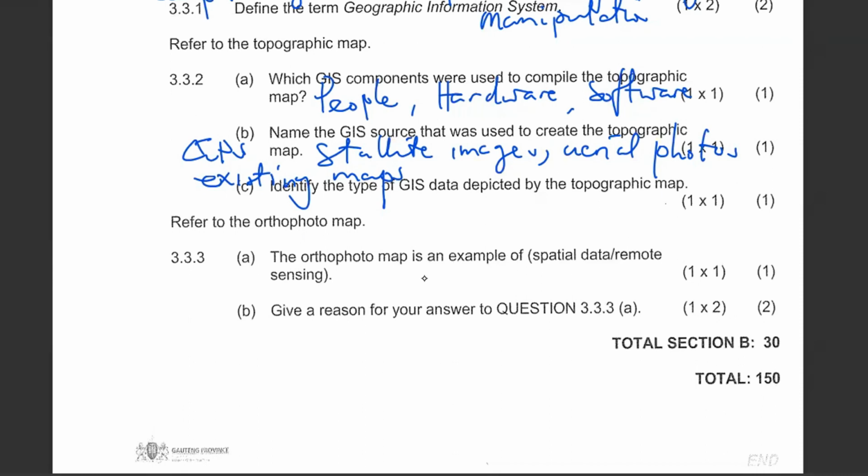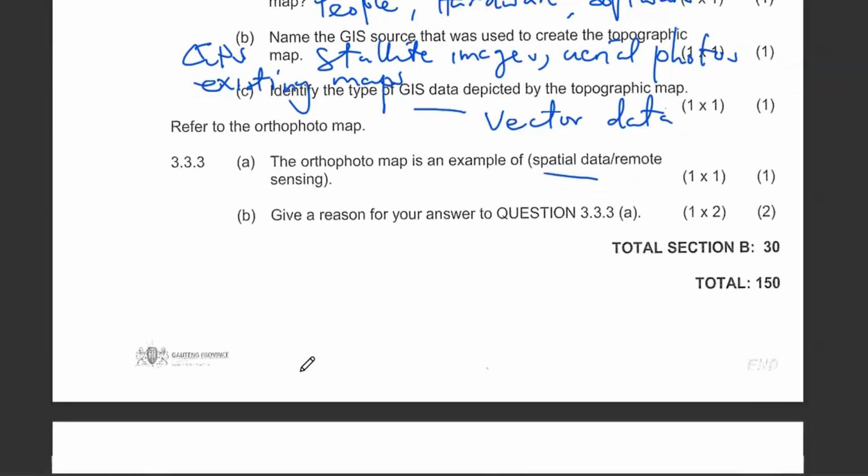Identify the types of GIS data depicted in the topographic map. The type of GIS data in the topographic map. The GIS data there is vector data. The topographic map is an example. The orthophoto map is an example of, right, this question is tricky because both the aspects are applicable to the orthophoto map. It is a spatial data and also it's a part of remote sensing. Topographic orthophoto map, the information is gathered through remote sensing, or we can say it's spatial data. But for the sake of this discussion, I want to use spatial data. And I want to justify why I'm saying it's spatial data.